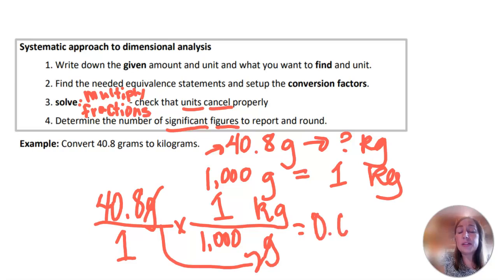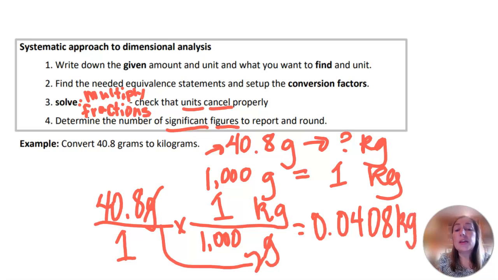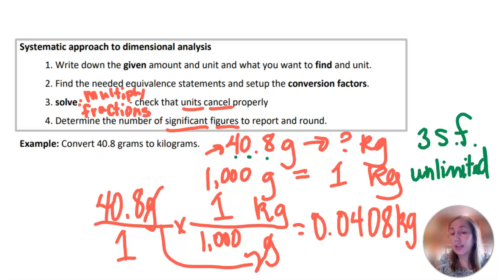And you'll have 0.0408 kilograms. Now, when we check sig figs, what I want you to notice is that we had 1, 2, 3 sig figs going into our answer. This equivalence factor is unlimited in terms of sig figs. This one's got 3 sig figs, our 40.8. And our answer, the leading zeros don't count, and it has 1, 2, 3 sig figs as well. So we have followed our rules of sig figs and our process for dimensional analysis.